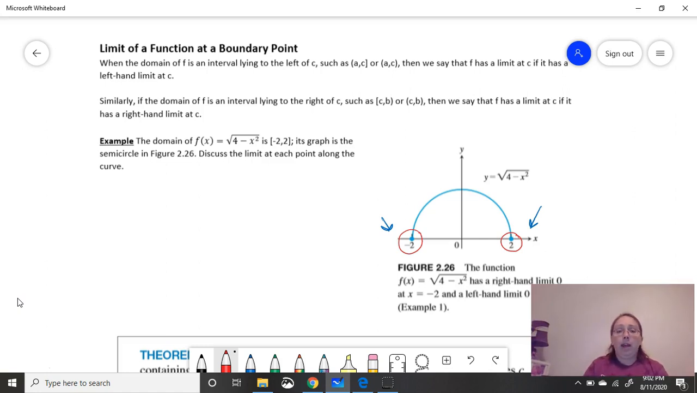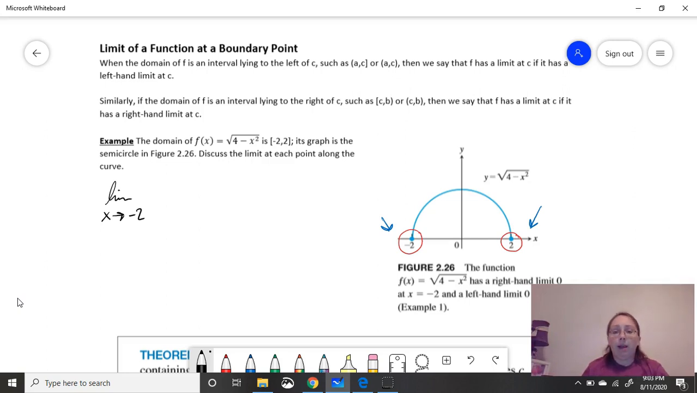So we have here a function, square root of 4 minus x squared. You might see this later in the course. This is a semicircle, the top half of a circle. And what we're going to do is just write down what's happening here. We're going to find the limit as x approaches -2. Now, in general, this doesn't make sense, but we can approach -2, that x value, from one direction.